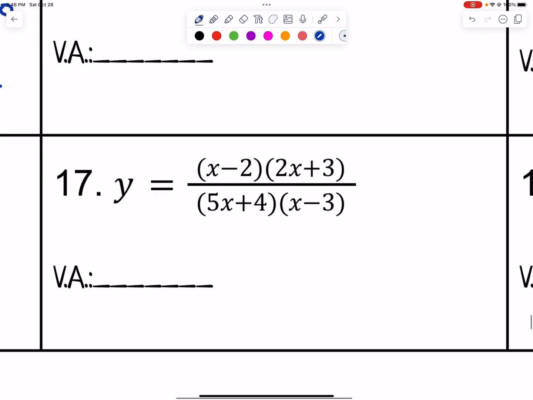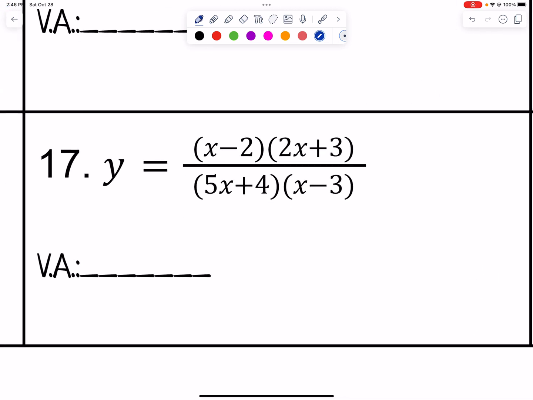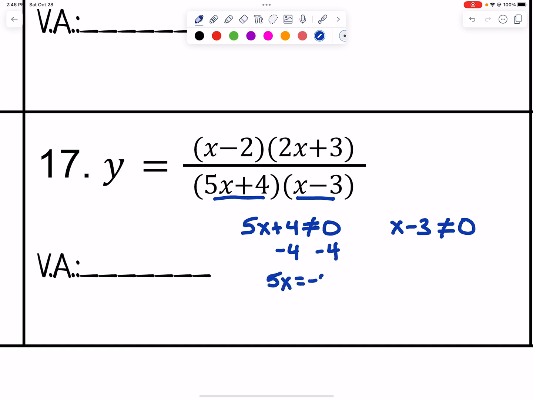And then in number 17, let's look at one more. We have 2 vertical asymptotes because nothing cancels out, so we don't have any holes in the graph. We would just have 5x plus 4 is restricted at 0. In other words, it can't equal 0. And x minus 3 also is restricted at 0. So if we set up these equations, we can just figure out our vertical asymptote by solving them. So 5x equals -4 and divide by 5. So in other words, x can't equal -4/5. So that is one of our vertical asymptotes. And you can also write it as a decimal, which should be -0.8.